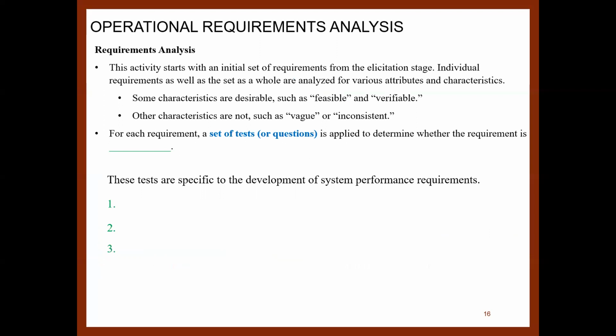In terms of requirement analysis, this activity starts with an initial set of requirements from the elicitation stage. Individual requirements, as well as the set as a whole, are analyzed for various attributes and characteristics. Some characteristics are desirable, such as feasible and verifiable. Other characteristics are not, such as vague or inconsistent. For each requirement, a set of tests or questions is applied to determine whether the requirement is valid. These tests are specific to the development of system performance requirements.